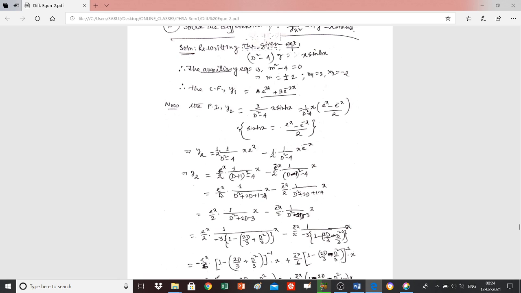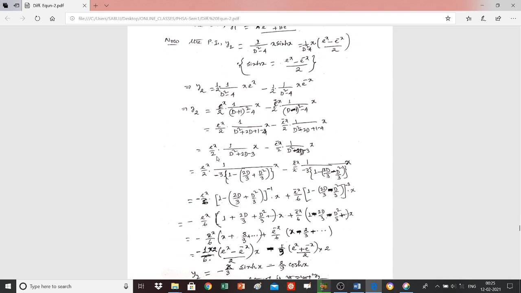So that is e to the x by 2 from 1, and this can be written as D squared plus 2D plus 1, then minus 4 into x, minus e to the minus x by 2, 1 by D squared minus 2D plus 1 minus 4 into x. Just simplify this. So from here e to the x by 2, 1 by D squared plus 2D minus 3 into x, and then minus e to the minus x by 2, 1 by D squared minus 2D minus 3.